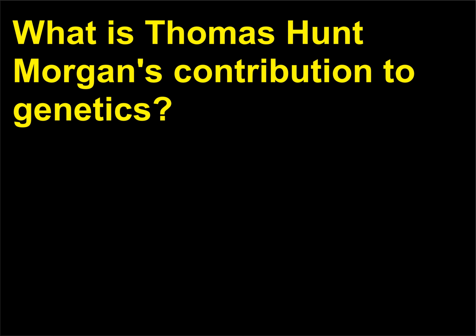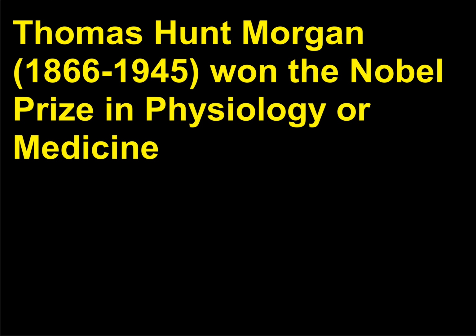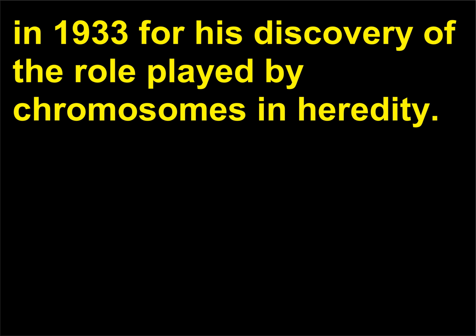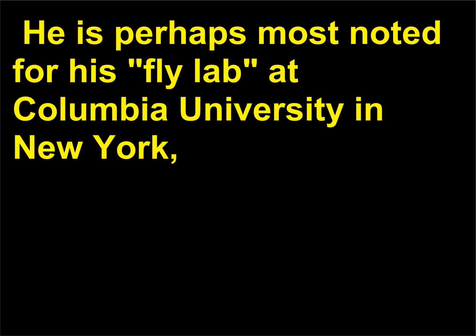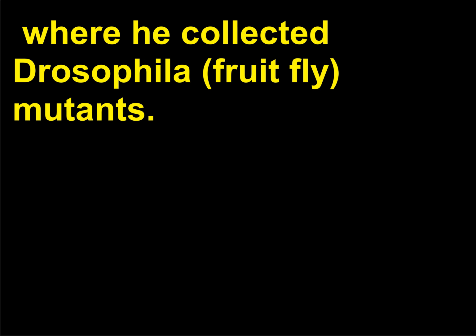What is Thomas Hunt Morgan's contribution to genetics? Thomas Hunt Morgan, 1866 to 1945, won the Nobel Prize in Physiology or Medicine in 1933 for his discovery of the role played by chromosomes in heredity. He is perhaps most noted for his fly lab at Columbia University in New York, where he collected Drosophila, fruit fly, mutants.